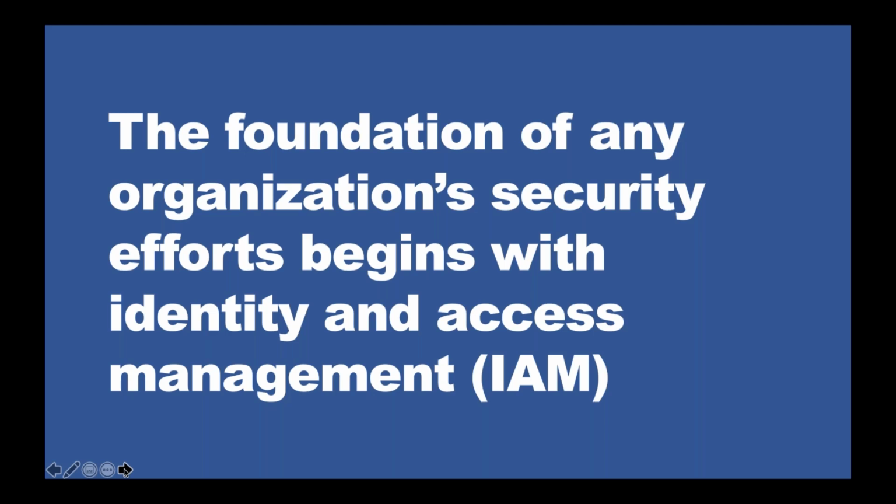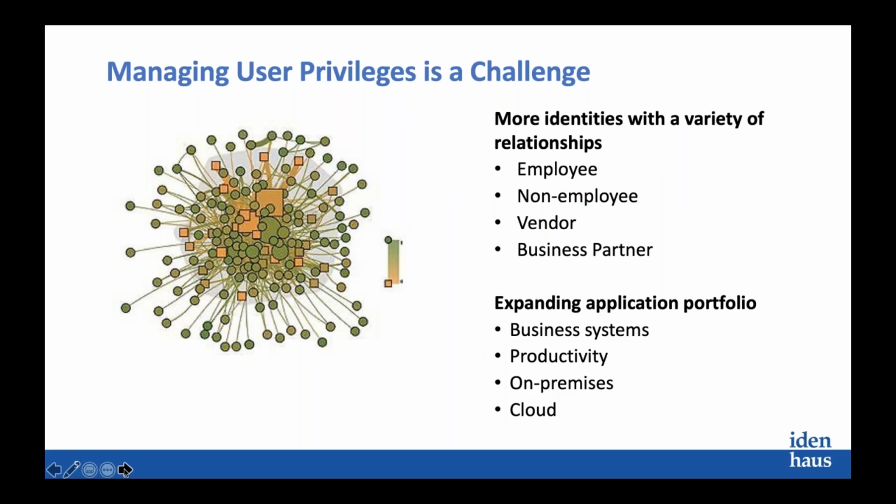But beyond basic provisioning, IAM has moved to a security role, and here's why. As we look at today, the complexity and scale of managing users and their resources has increased. You're now managing more user identities with a variety of relationships to your enterprise. Running the business at a competitive level has expanded the application portfolio. And embracing digital transformation has added more technology into the infrastructure.